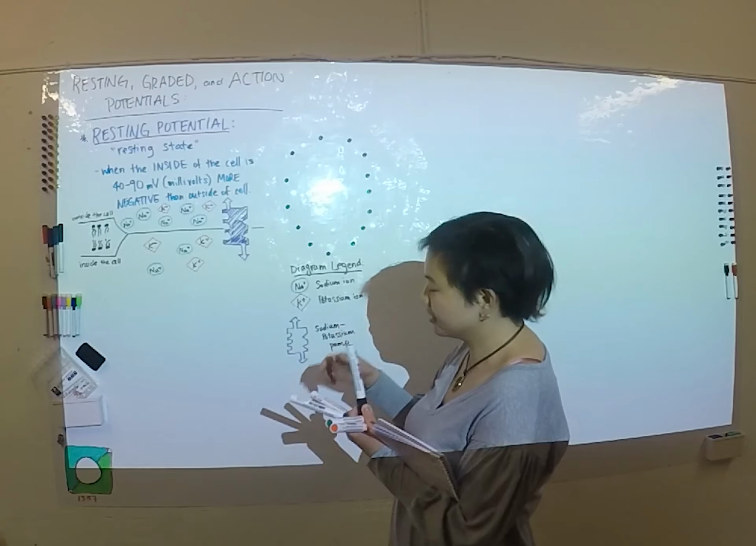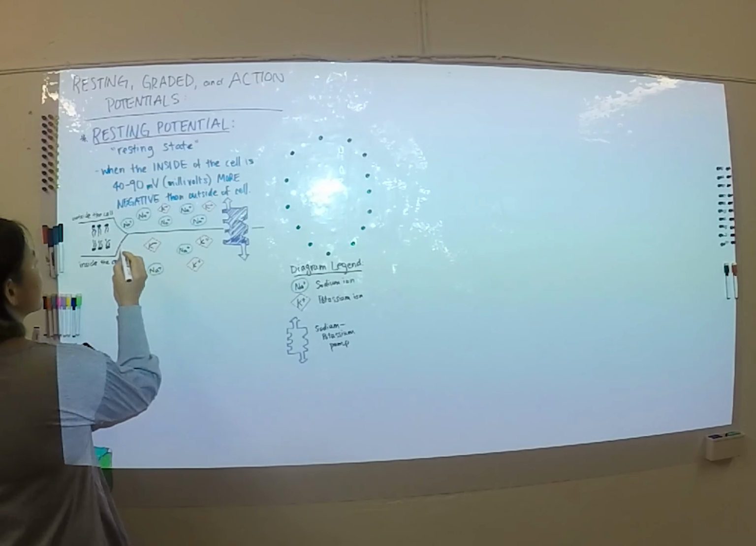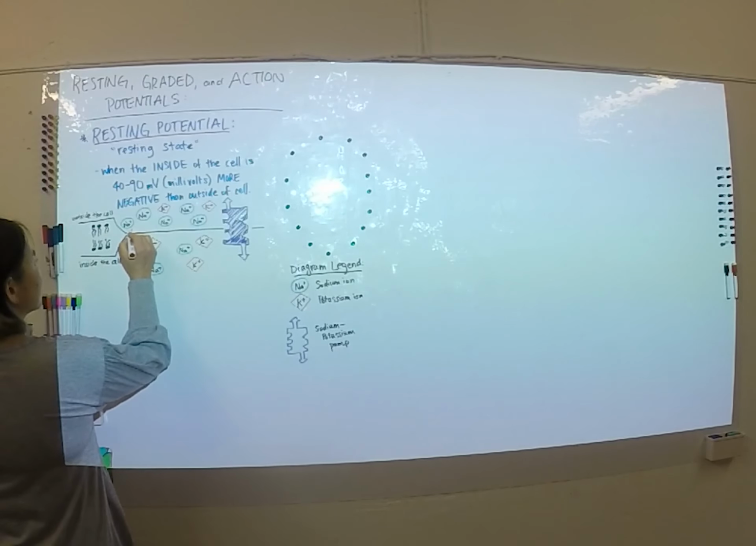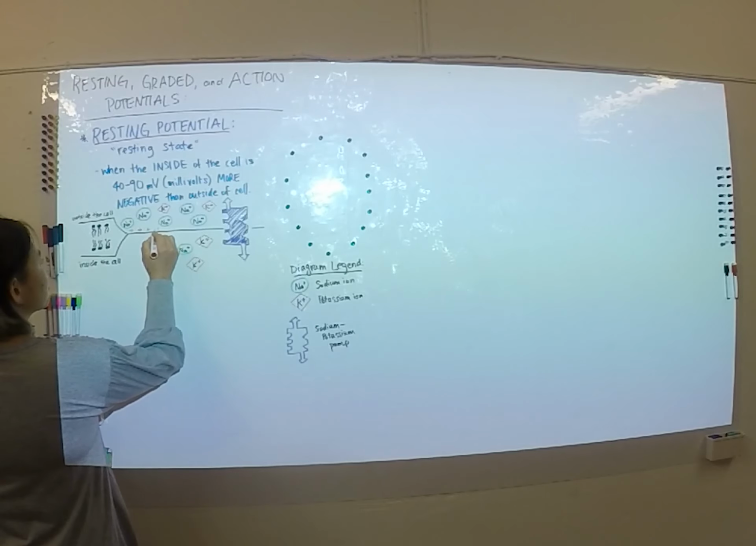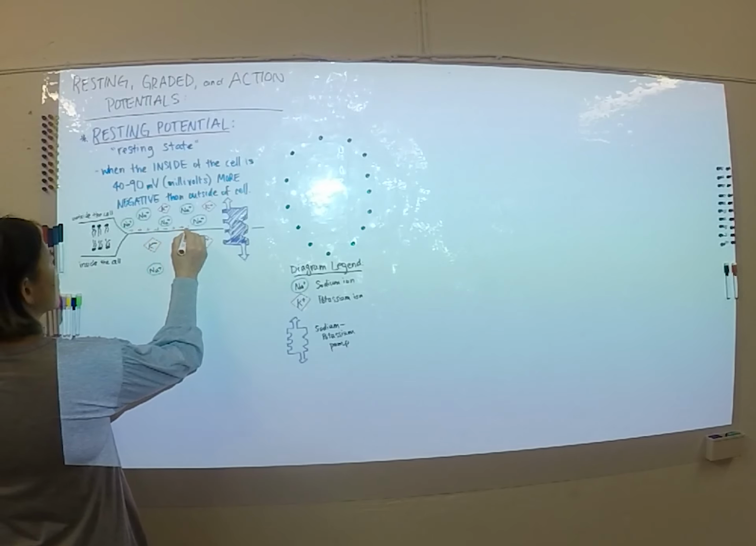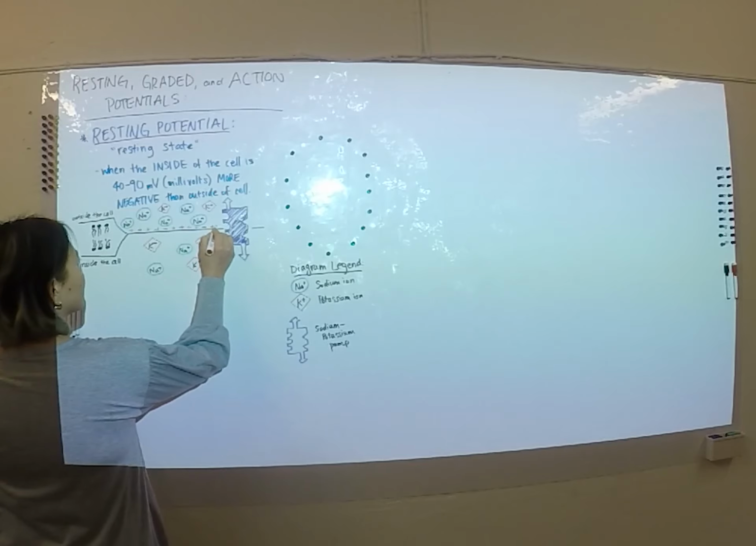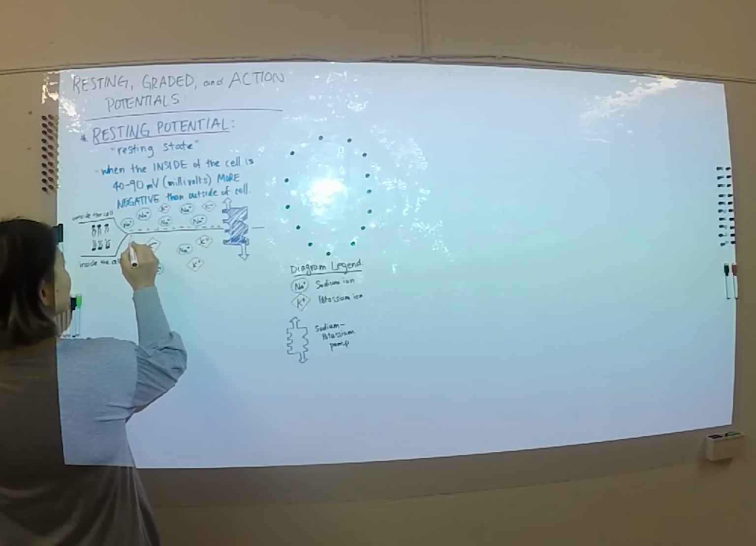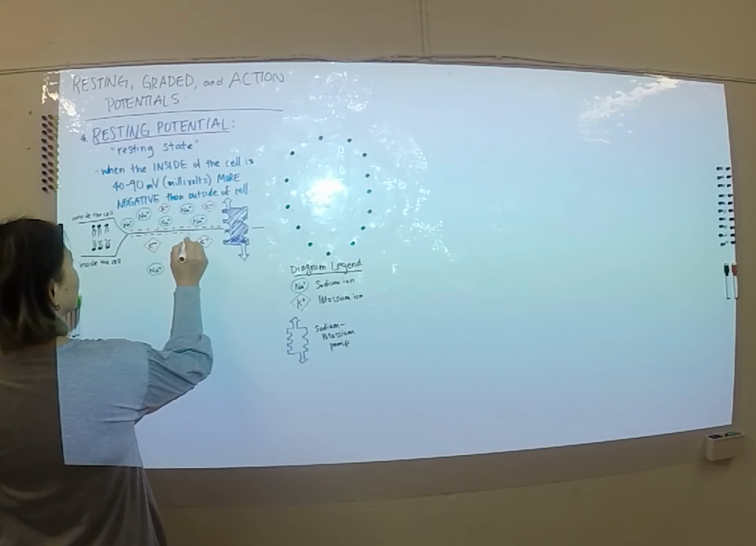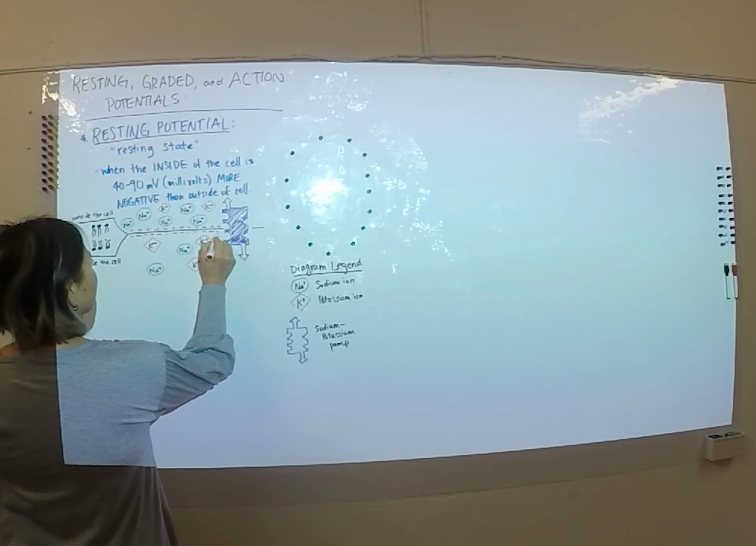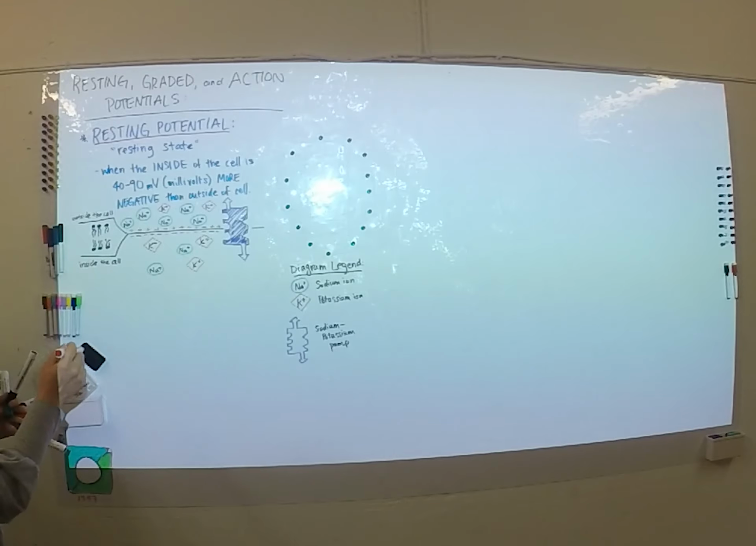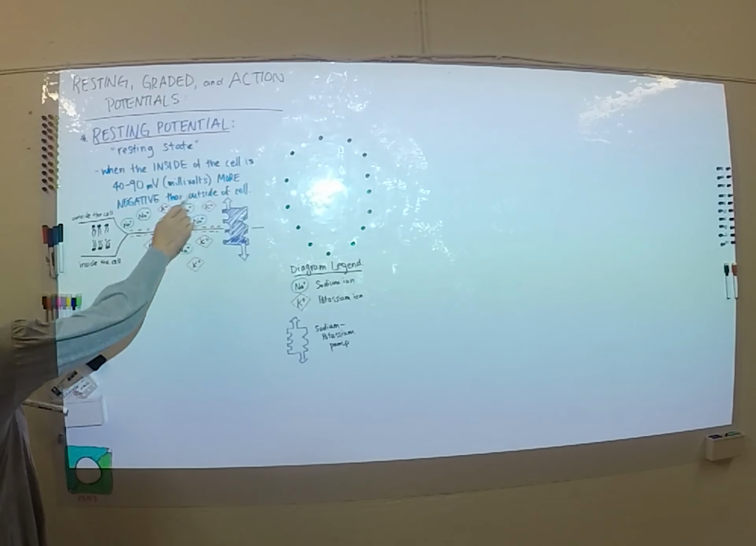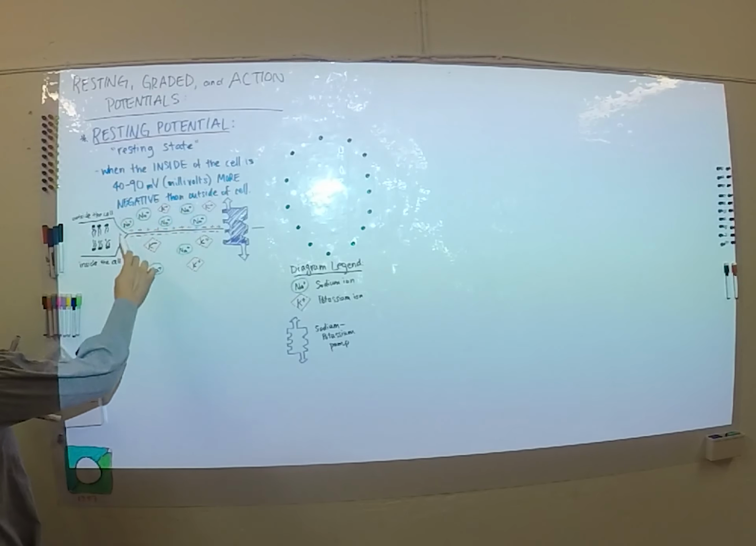Have I run out of colors? Okay, let's do it this way. So the outside of the cell right now is more positive than the inside of the cell, okay? So the inside of the cell is more negative than the outside of the cell, okay?